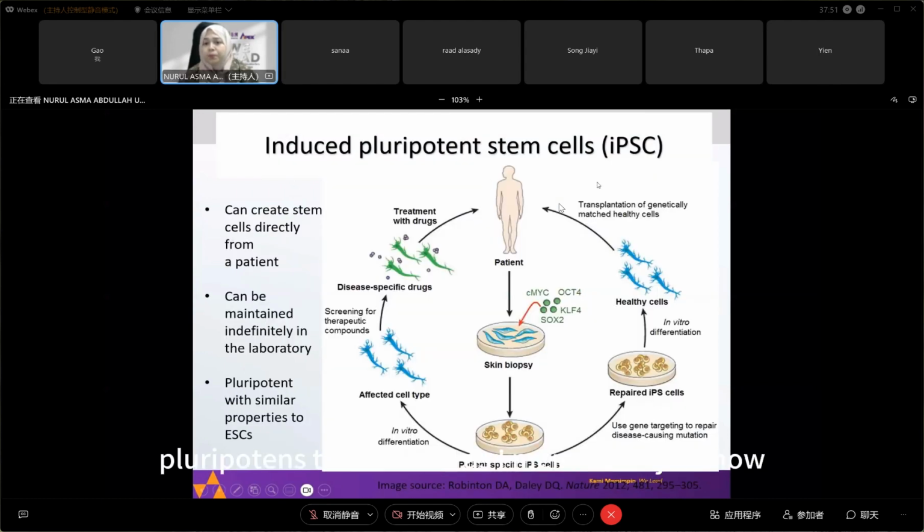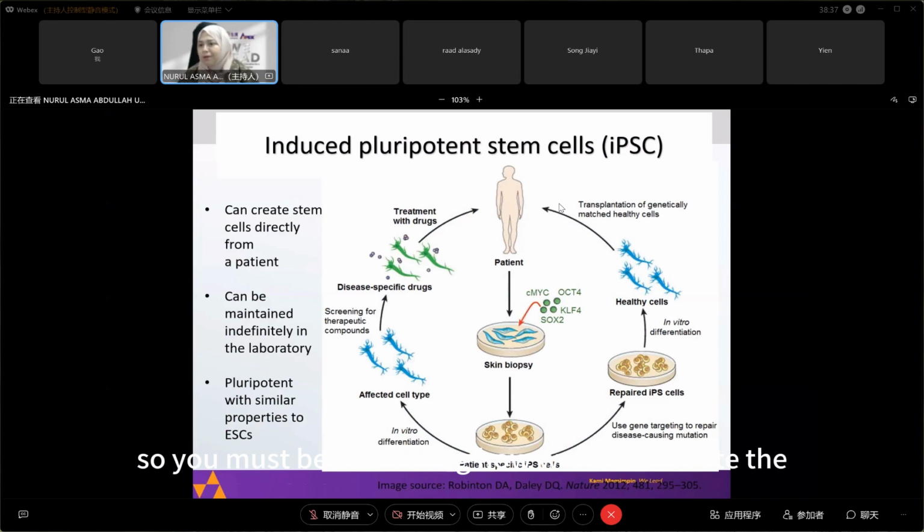And with these induced pluripotent stem cells, as I mentioned just now, the origin cells are basically somatic cells. They are common cells that we have in our body. You can isolate cells from your urine, from your saliva, from your skin. These cells, with the help of 4 factors, c-Myc, Oct4, KLF4, and Sox2, in combination can induce the somatic cells to behave like stem cells.